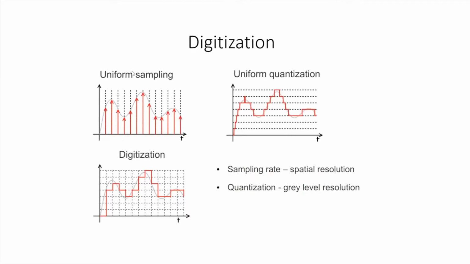So basically, at each spot, you do a sampling of the intensity of your spot, and then you also do quantization. So you transform the vertical lines here with a quantization resolution, and then you get your digitization at the end.